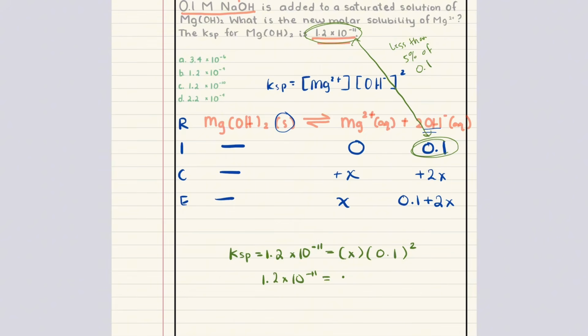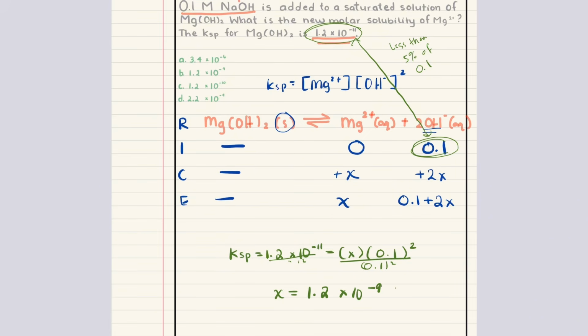Now I'm going to solve for x. 0.1 squared is 0.01. I'm going to divide KSP by 0.01, and x here equals 1.2 times 10 to the negative 11 divided by 1 times 10 to the negative 2, which is 1.2 times 10 to the negative 9 molar. I quickly checked that the approximation here was valid.